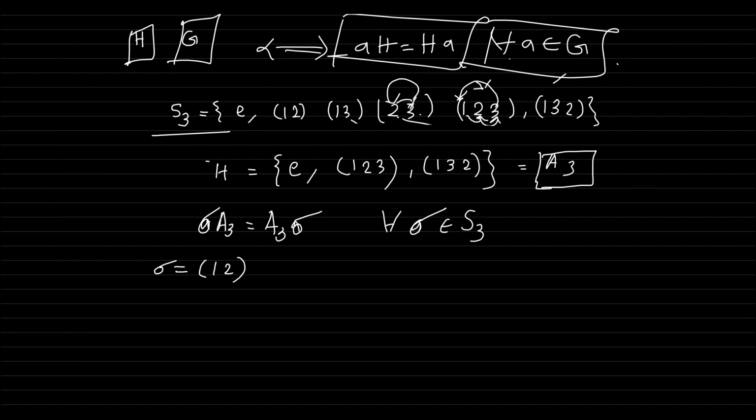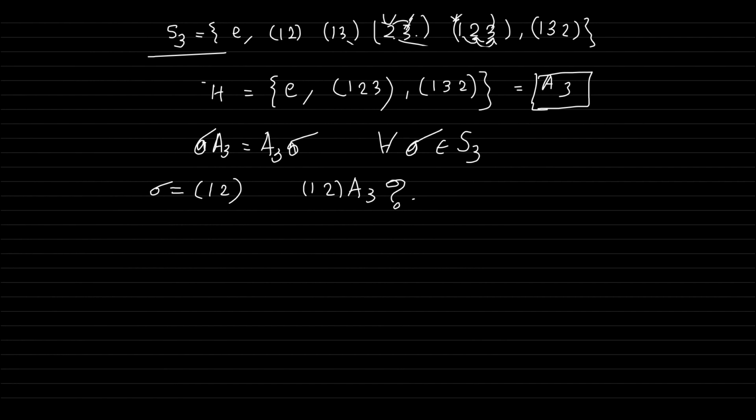Then let us find the coset (1 2)A3. What will be this set? First we operate (1 2) with the identity, and this is (1 2) itself, and next operate (1 2) with the element (1 2 3), and the operation will be in this order.